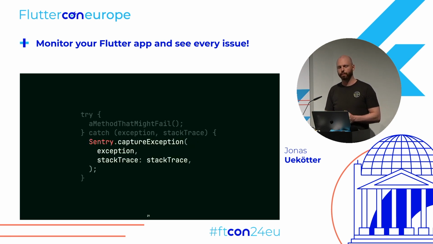Okay, so this is then how you manually report an exception to Sentry. Pretty simple, and it works for the other services virtually identical like this. Instead of Sentry, it's then FirebaseCrashlytics or Datadog.captureException, or something similar to that.